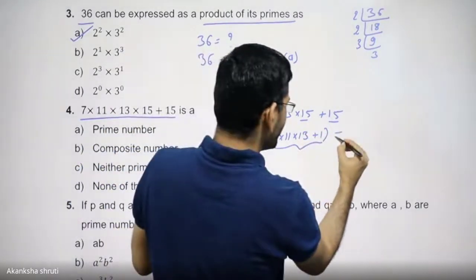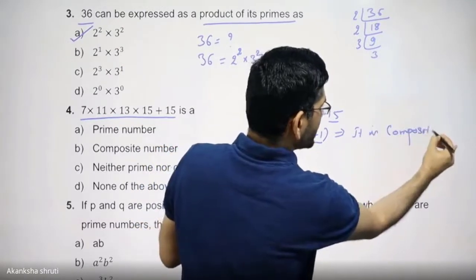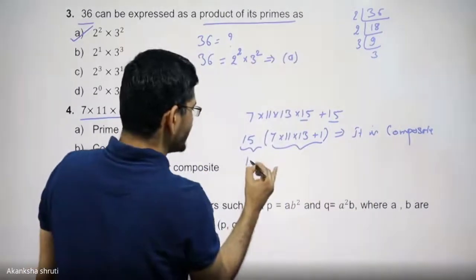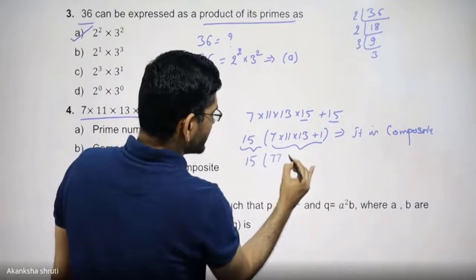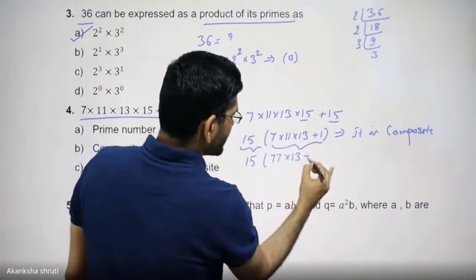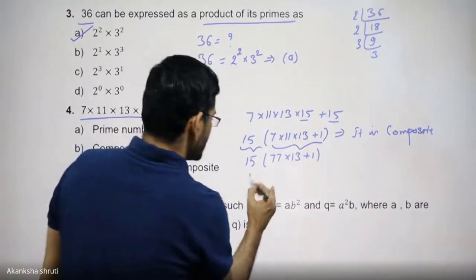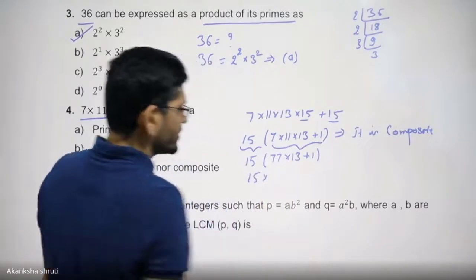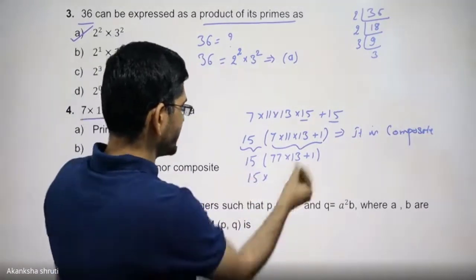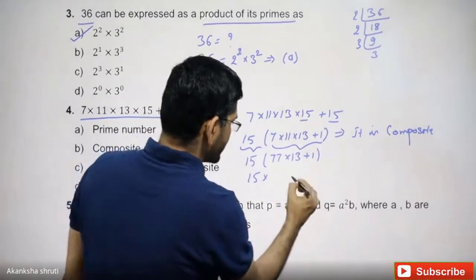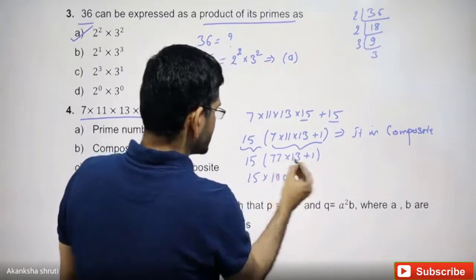So from here we can directly write it is a composite number, or even this bracket can be simplified. On simplifying, this will give 7 into 11 into 13 plus 1. 7 3s are 21, so it is going to give 15. You may calculate it, you will get some number. 7 3s are 21, adding 1, this will become 1002.